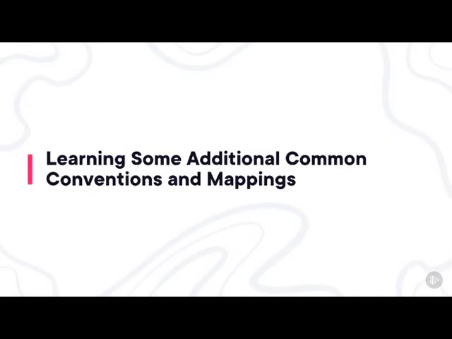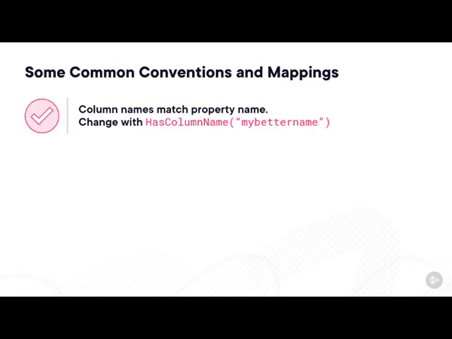Now I'm going to go through a slew of conventions and mappings that I just want you to be aware of, but I won't be demoing them all. Do look for a course on mappings in the EF Core path. Here's some that you may have noticed as we went through the course. By convention, EF Core assumes that column names will match the property names of your classes, and you can use the HasColumnName mapping on a property if you need to change that.